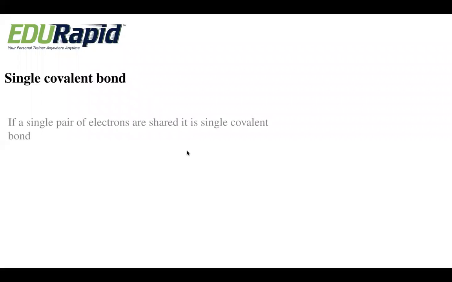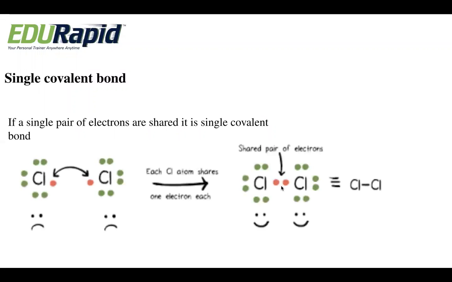We will see the types of covalent bond. We have three types of covalent bond: single covalent bond, double covalent bond, and triple covalent bond. We will see the first one, that is a single covalent bond. So the definition is very simple. If a single pair of electrons is shared, it is a single covalent bond, right? So if only one pair of electrons has been shared between the two atoms, then there is a formation of a bond between them. Such a bond is called a single covalent bond.